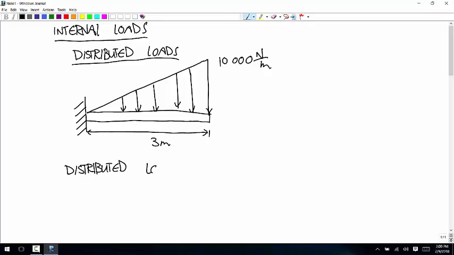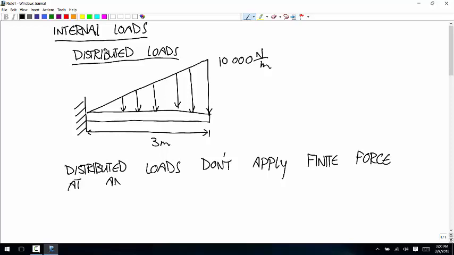Distributed loads don't apply a finite force at any point. To apply a finite force, this distributed load has to be spread out over some finite interval. So applied over a finite interval.